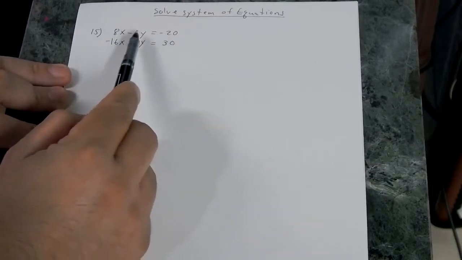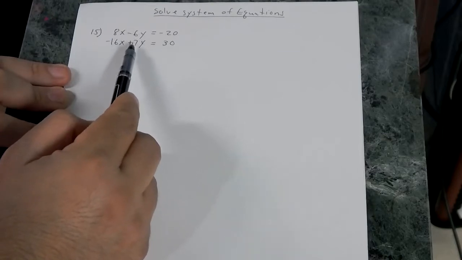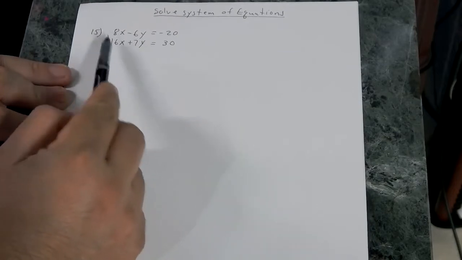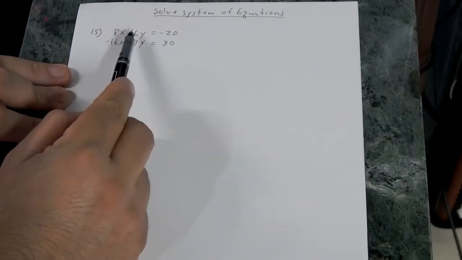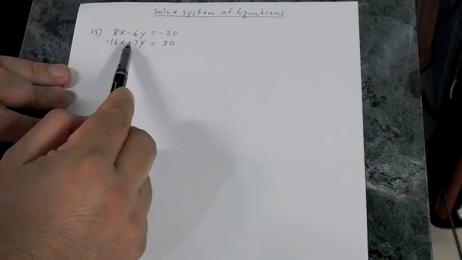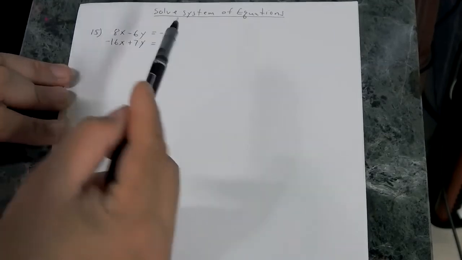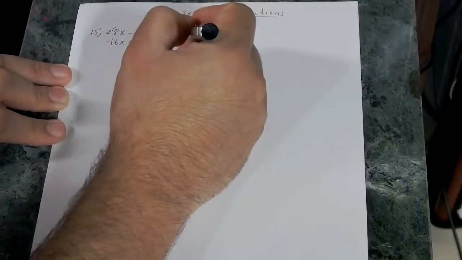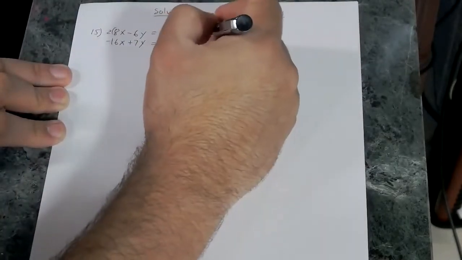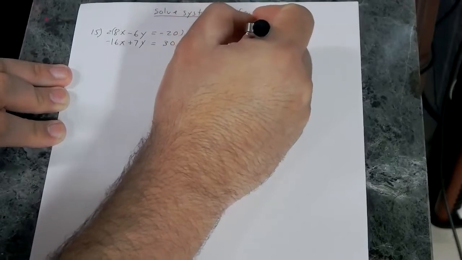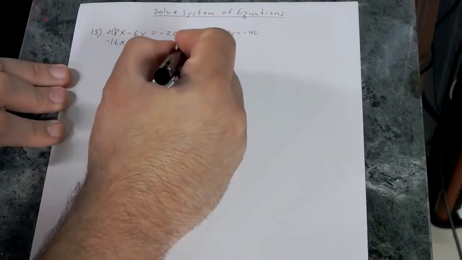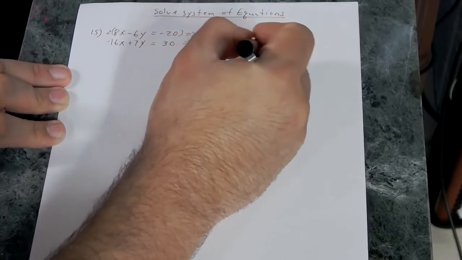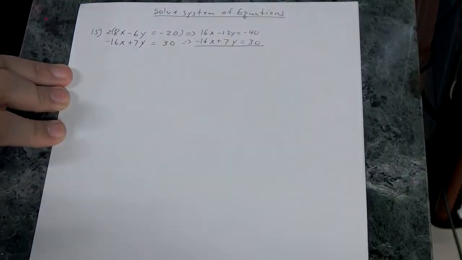That gives me the same numbers. Now, if you want to get rid of the y's, you might say, what goes into 6 and 7? Well, we don't have to think that much. You could just multiply the top by 7 and the bottom by 6. And since one of them is negative and one is positive, you don't have to do anything on the outside. So I'm going to choose the easy route and multiply the top by 2. That gives me 16x minus 12y equals negative 40. I didn't do anything to the bottom, so I'm going to keep that the same, negative 16x plus 7y equals 30. And now I'm going to add those two together.